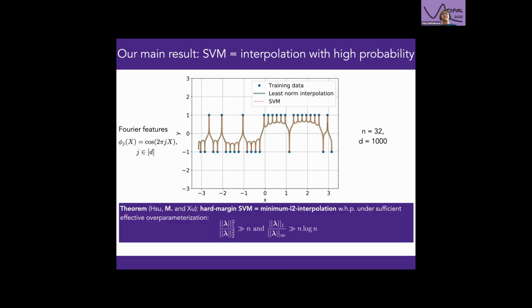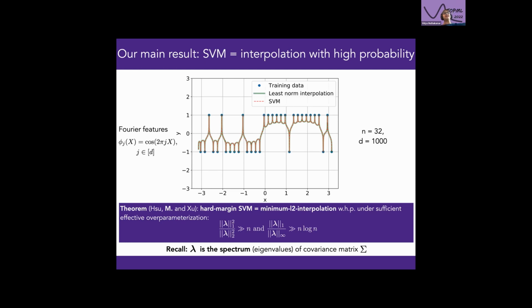And our theoretical results, which, as I mentioned, are derived for the cases of independent sub-Gaussian features and Gaussian features, show that you can prove theoretically that these solutions exactly coincide with high probability under a sufficient amount of effective overparameterization. So to really interpret these results, let's recall some notation. The vector lambda here denotes the spectrum of the covariance matrix sigma of the feature vectors.